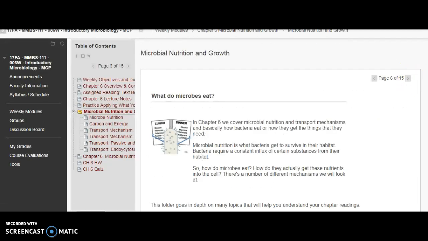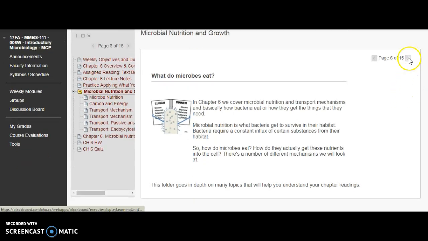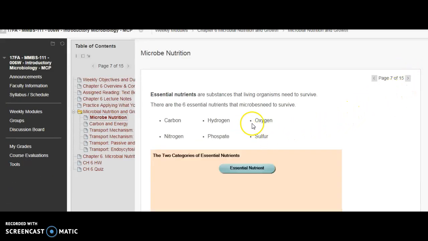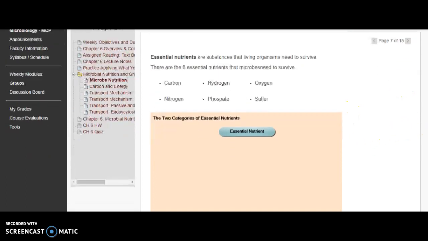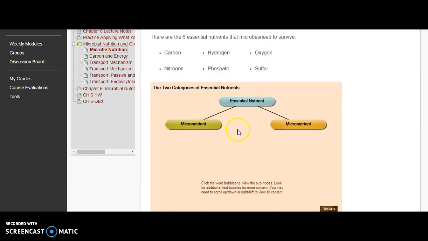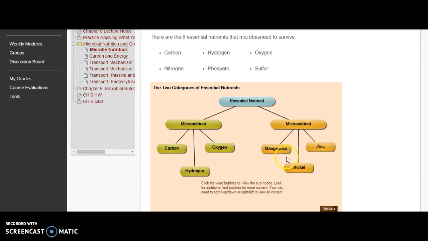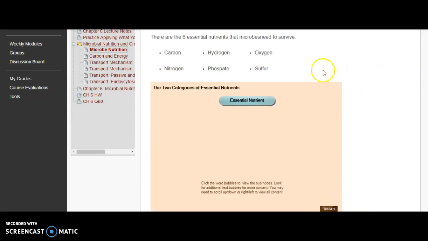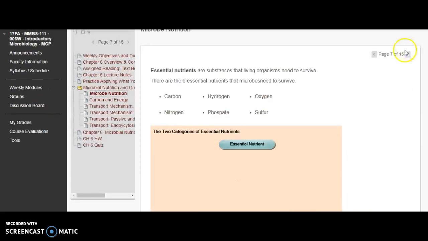Alright, now the remaining material, what do microbes eat? Alright, so what you have in the next few pages are just these different activities that you can work through. Alright, what are essential nutrients? You have micronutrients. Alright, that would fall under carbon, oxygen, hydrogen, and then some other micronutrients. And so you can continue to work through this. You can restart it, work through it again.